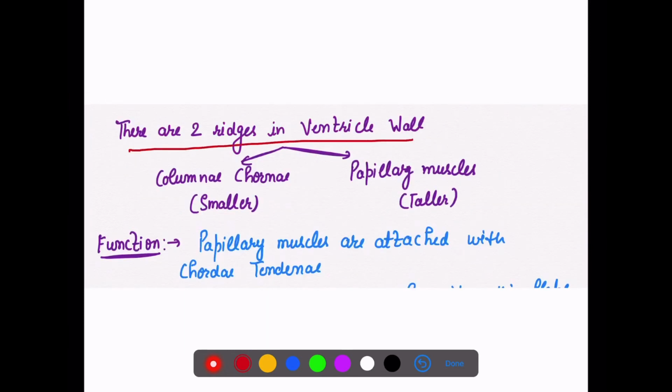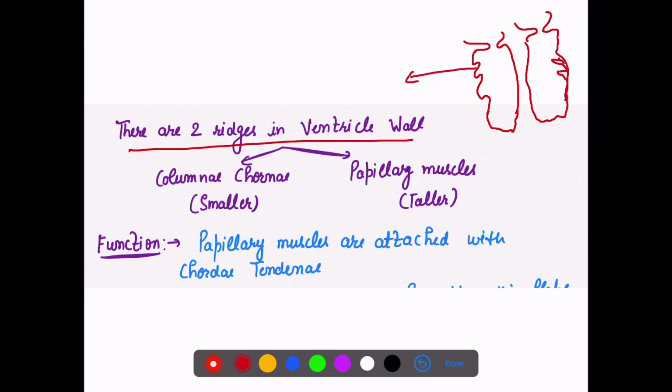Now there are two kinds of ridges in the ventricular walls. If I have to draw the ventricular wall here, here is the valve. Now I am concentrating only on the ventricular portion. Here we can also make a few ridges. These are our tricuspid and bicuspid valves. There we have two kinds of ridges. The smaller ones are known as columnae cornae, and the slightly larger ones are known as papillary muscles.